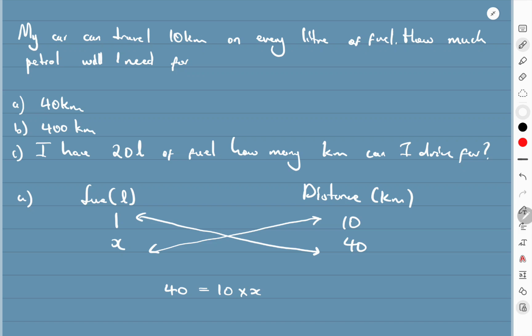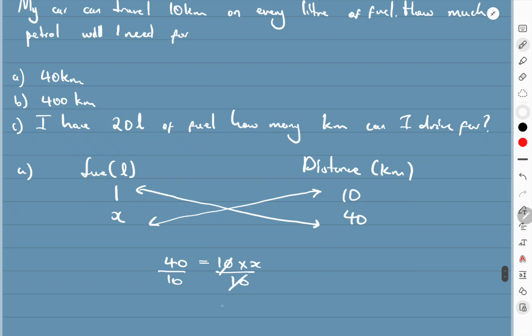Then after having the 10 times X, I'm looking for X, right? If I'm looking for X, the problem here is this 10. What can I do from 10 to be left with X? I'm going to say that 10 and X, they are multiplying, right? So if they are multiplying, what is the inverse operation of multiplication? It is division. It means I'm going to divide both sides by 10. So the 10 and the 10 will remove each other, what will I be left with? I'm going to be left with X on the right hand side. And what is 40 divided by 10? I'm going to have 4, and the X represents the liters. It means I'm going to need 4 liters of fuel for me to drive for 40 kilometers as the distance.